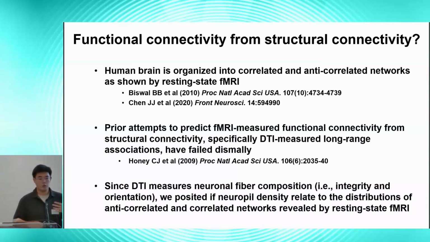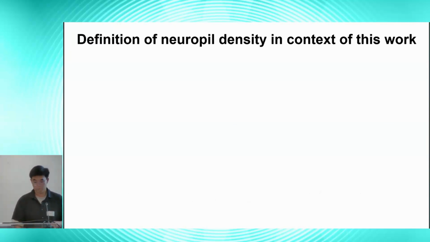And so our idea was to use DTI and its resulting neural fiber compositions to try and relate the distributions of anti-correlated and correlated networks found by structural connections and try to relate that back to the functional.